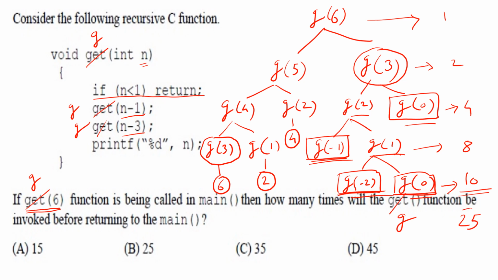So how many times does the function get called? 25 times. So the correct answer is option B, which is 25. I hope you have understood this.